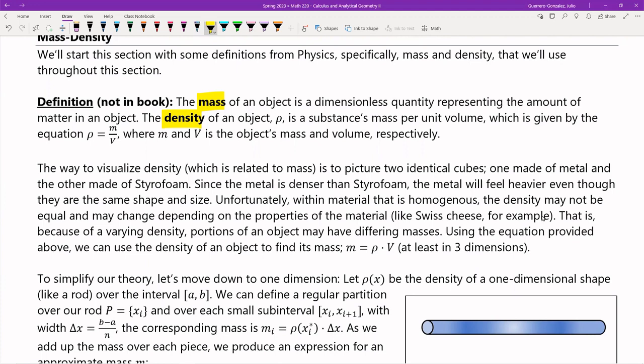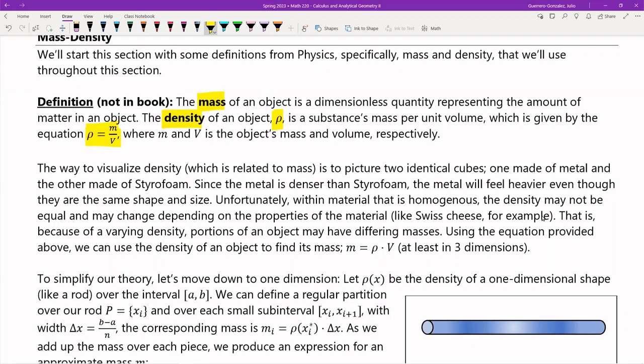The definition for density, and what I'm going to be using on a semi-regular basis here is the Greek letter rho for the density, is the substance's mass per unit volume. If we choose a particular amount of volume, an amount of space, how much stuff for this object is in that amount of space? That's what we call density. So the equation for density is this right here: rho is some mass divided by the volume.